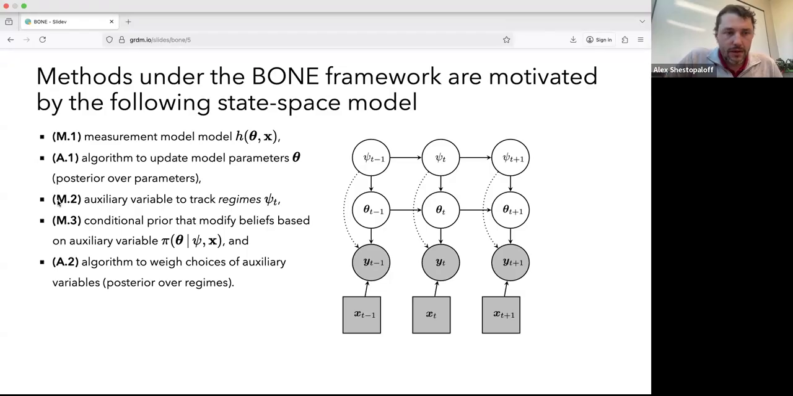Okay, so then the next component is a conditional prior, and this conditional prior is the way we choose the belief for theta before the data for the next step is observed. Of course there are different possible choices for this as well, and finally, our choice of an algorithm to assign different weights to different regimes. So this is a way to decide on the plausibility of different possible psis, because psi itself could take on multiple values. And we want to decide amongst all those possible values of psi which one is appropriate at a given time, and with which weights.